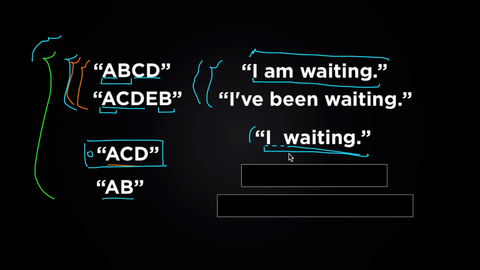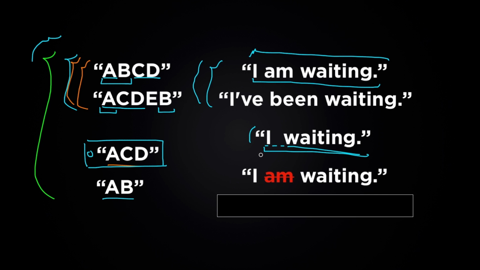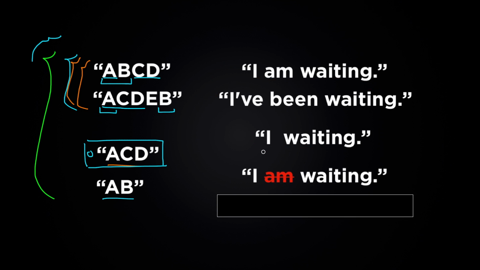And then when you do that, you'll see that this part, just am, has been deleted from the first string because the common string I space waiting is right here, and then what's left is just this part. And then you can do the same thing to the second string to see which parts have been added to the second string. So compare the common string with the second string, and you see that the parts that have been added is this part and this part.